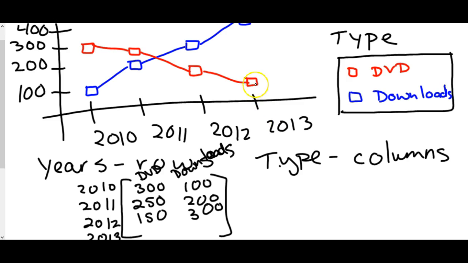And then 2013 was 100 and went all the way up to 400 for downloads. So you can make a matrix from an actual graph. They just do need to specify whether your rows will be the years or the types, and whether your columns will be the years or the types before you can make your matrix. So there's one more type of graph that they can make a matrix out of.